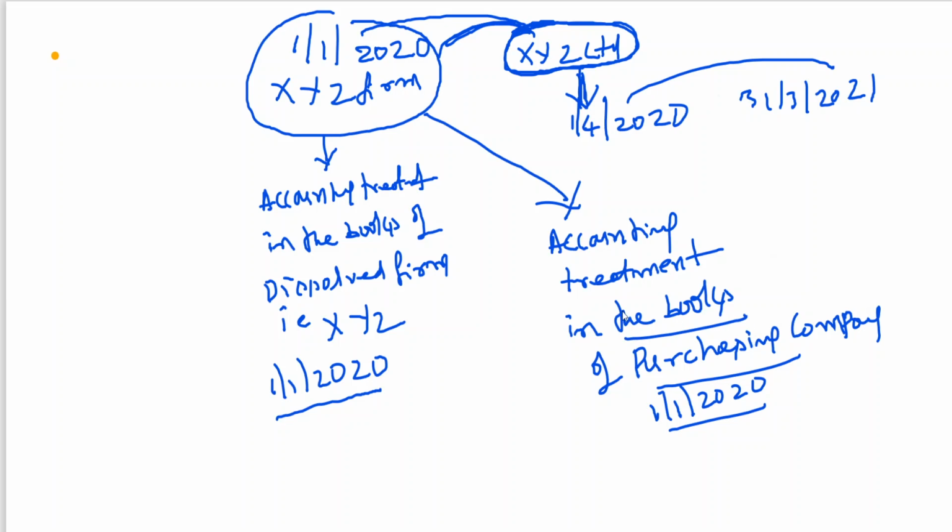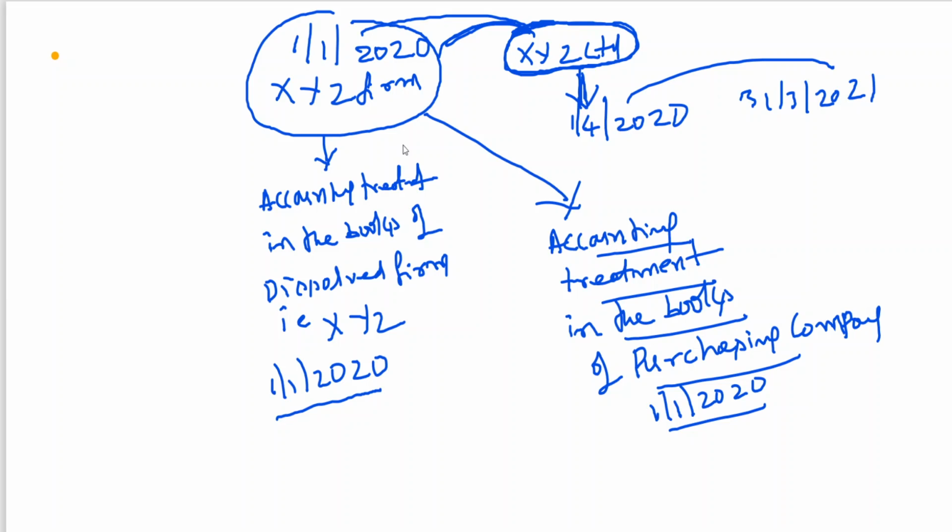Actually, this was in the syllabus of group 1 six years ago. We used to learn the entries. This is what is called acquisition of a business by a company. Please try to understand, acquisition of a business means acquisition of a non-corporate entity. Pay attention to this. Acquisition of a non-corporate entity by a company. So you used to learn entries on 1st January 2020 in group 1, in the books of the purchasing company.